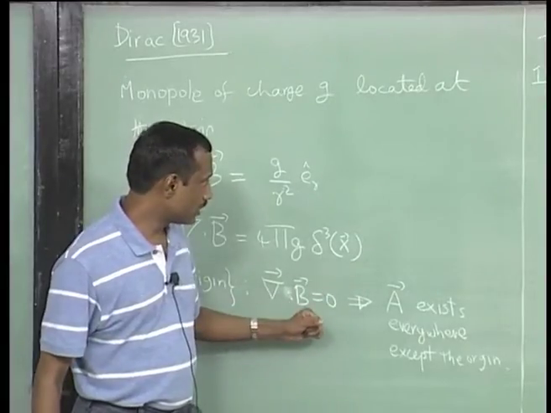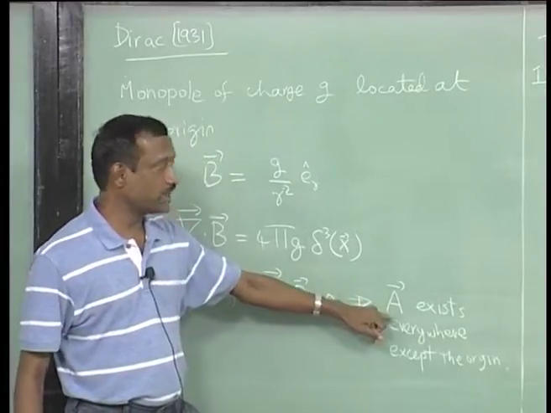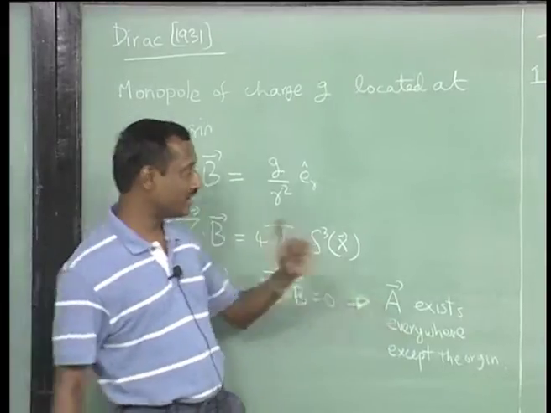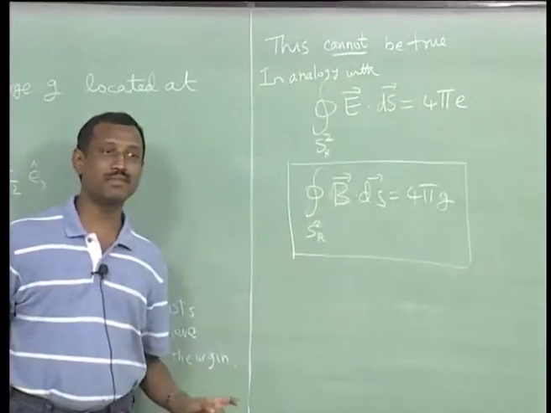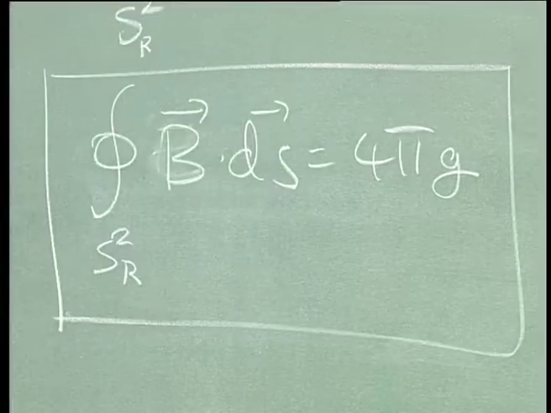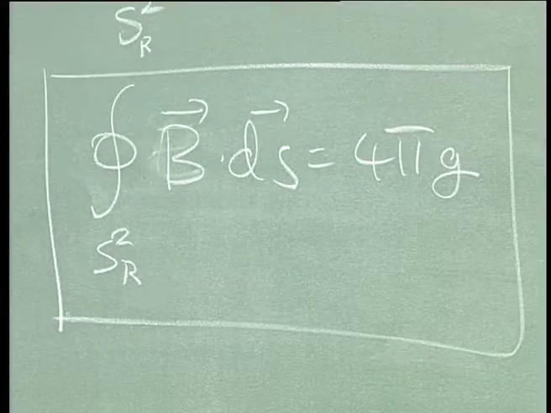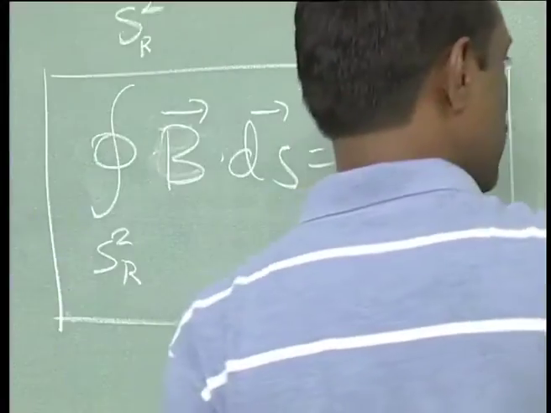Okay. So now the thing is, suppose A exists, then I claim that would imply that the integral of B dot ds equals 0. So how do we see that? Let me draw some pictures here.